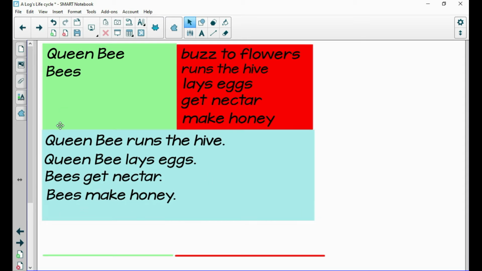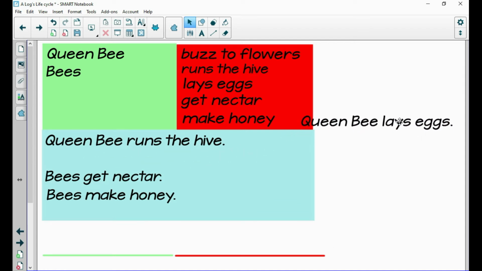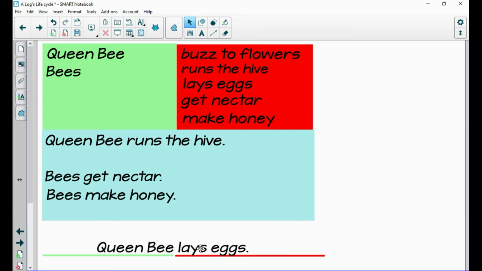Okay, so we have 4 good sentences, and we can use these sentences to teach people things that we've learned about bees. Now, I am really interested in the queen bee, so I would want to teach people about the queen bee. So I'm going to pick one of my sentences that has queen bee as the subject. I'm going to choose queen bee lays eggs. Okay, that's the sentence I want to use.